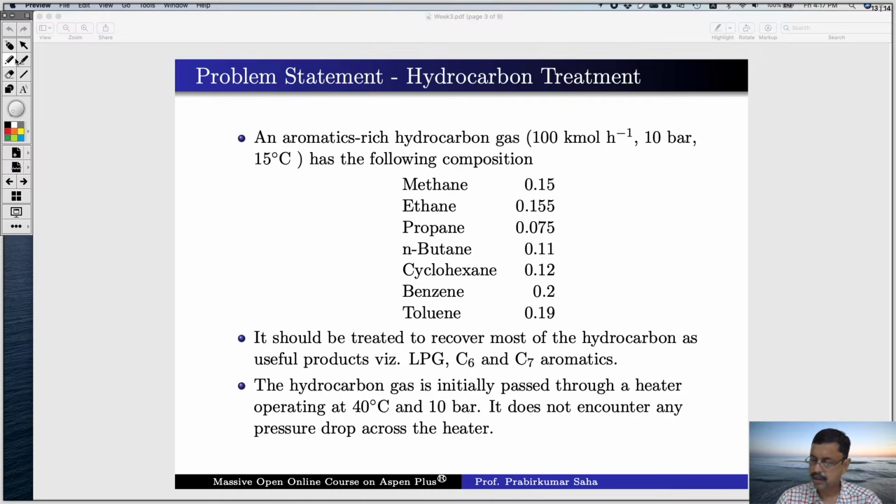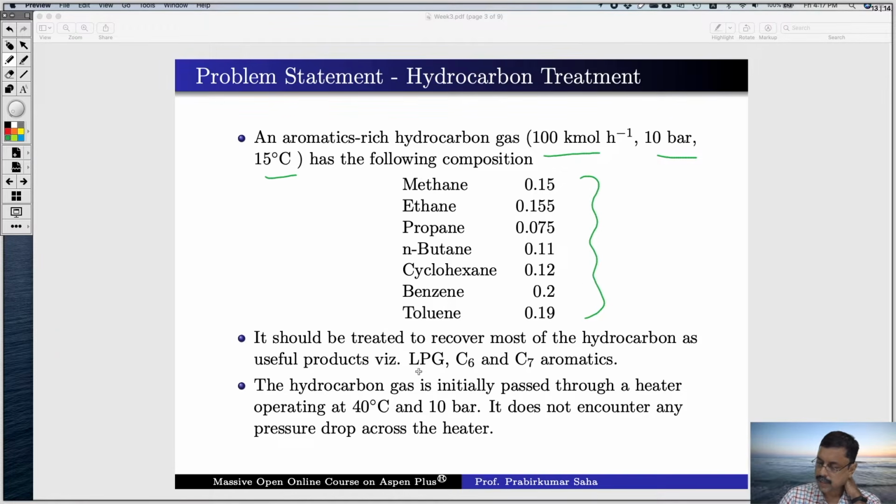The problem statement is something like this. Aromatic rich hydrocarbon gas whose flow rate is 100 kilomole per hour, and it is at 10 bar pressure and 15 degrees centigrade temperature. They have this following composition. So we have 15% methane, 15.5% ethane, 7.5% propane, 11% n-butane, 12% cyclohexane, 20% benzene, and 19% toluene.